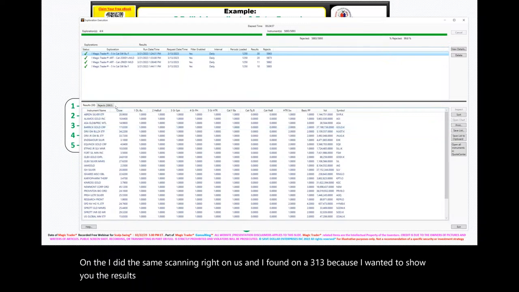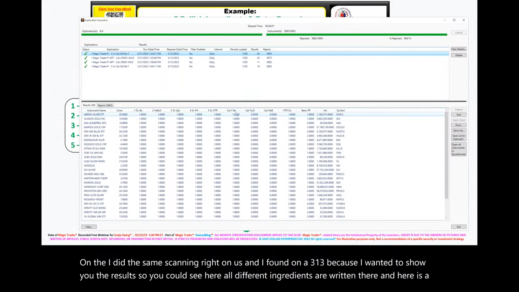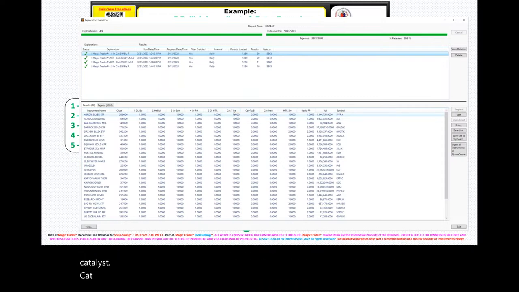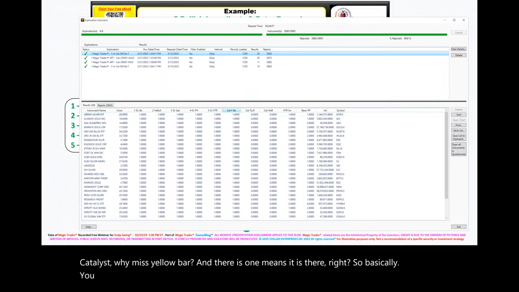So you could see here, all different ingredients are written there. And here is a catalyst. Why miss yellow bar? And there is one, which means it is there, right? So basically, you know before you open the chart, it is there. Let me see where it goes.